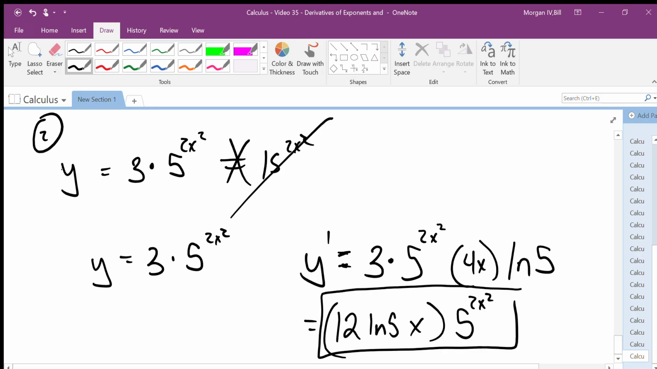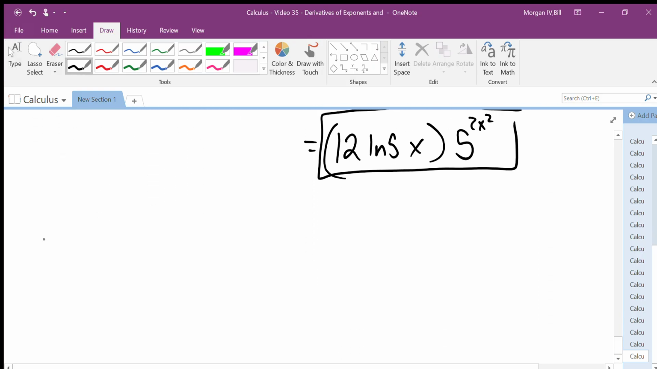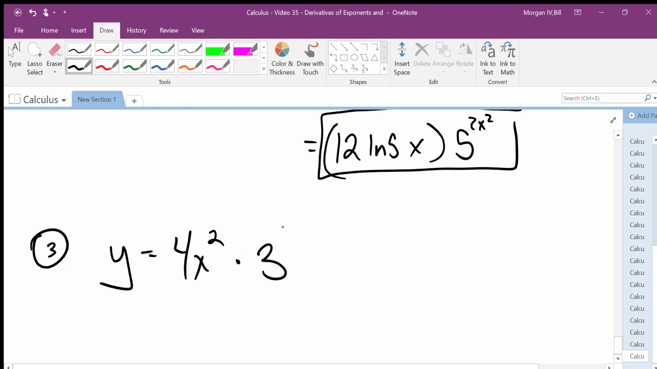Okay, number 3. Last example here. What if our function is 4x squared, that's a polynomial, times 3 to the sine of x, that's an exponential. And notice we have two functions multiplied together. So how do we find the derivative when we have two functions multiplied together? Product rule, right. Again, pause, try it yourself, come back.